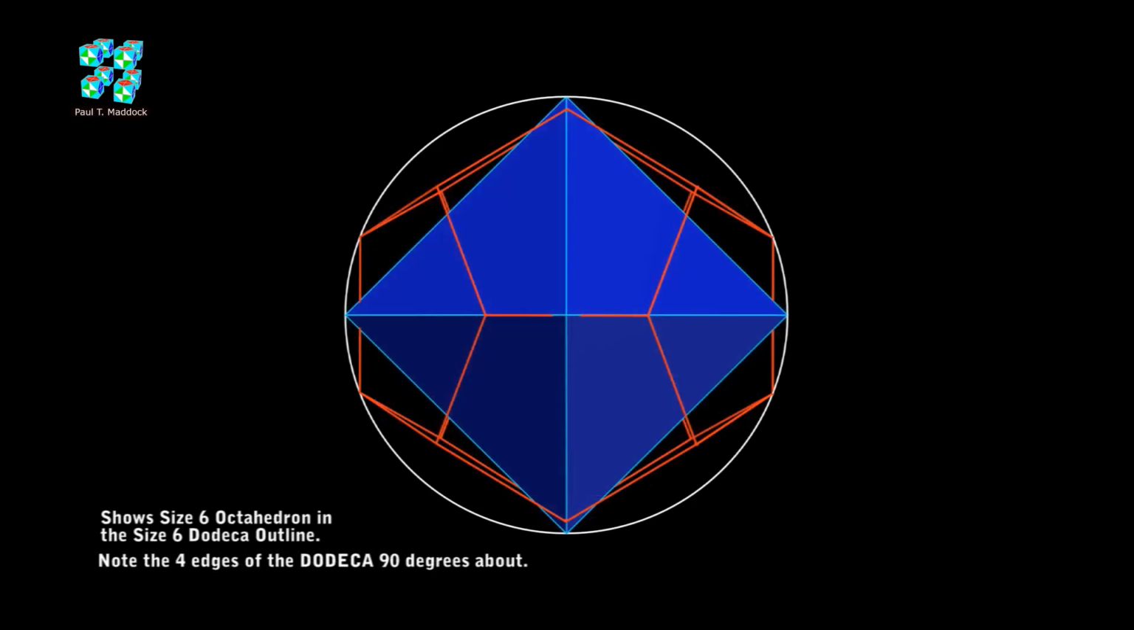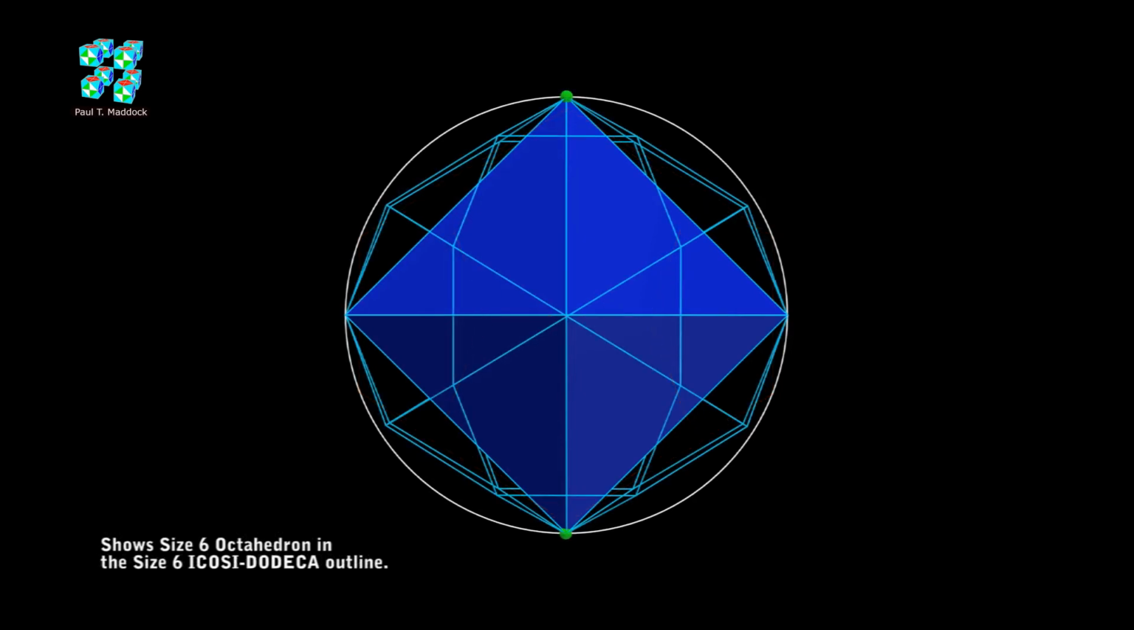Now first I'm going to show the octahedron in the dodeca, and notice how those edges are 90 degrees about. Now I'm going to hide the dodeca and bring in the icosidodeca and show the outline. What you are looking at is one octahedron in this icosi outline, but there are actually 5 of these octahedrons.